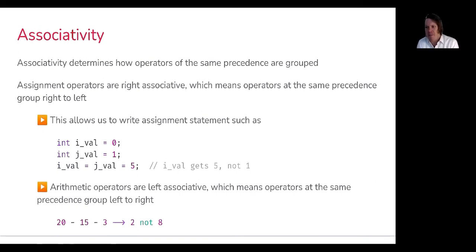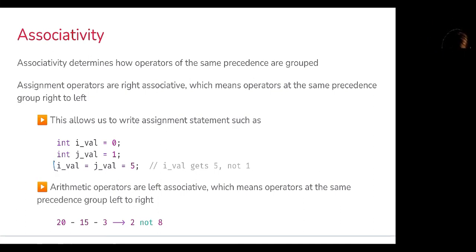Associativity does the same, but it's within the actual groups of operators that have the same precedence. So associativity determines how operators of the same precedence are grouped. The assignment operator is going to be right associative, which means operators at the same precedence level are going to group from right to left. This allows us to write assignment statements such as follow. Let's introduce ival and initialize it with 0. Let's introduce jval, initialize it with 1.